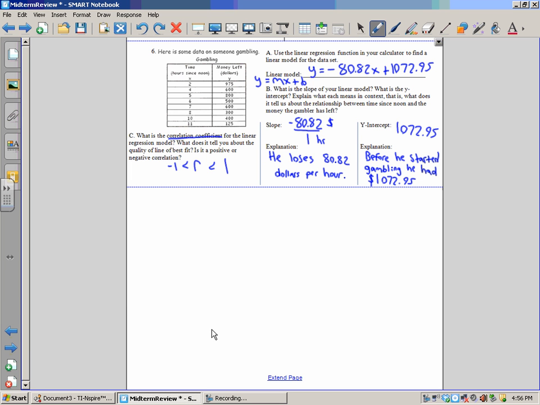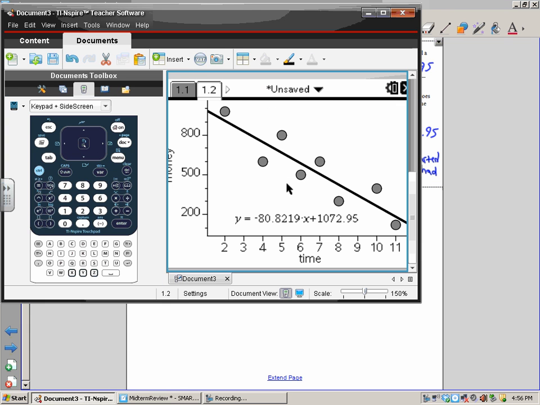So R equals -0.9. What does that tell us about how good of a fit? That means it's a very strong negative correlation. And it's a pretty good fit. So that's because the graph models the data points pretty well. Even though it doesn't pass through any of them, it models the general trend very well.